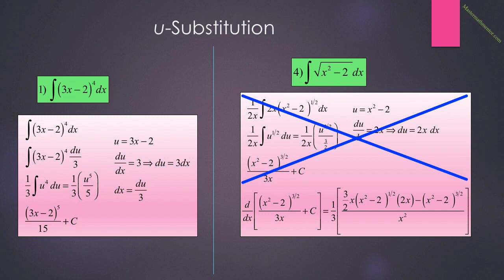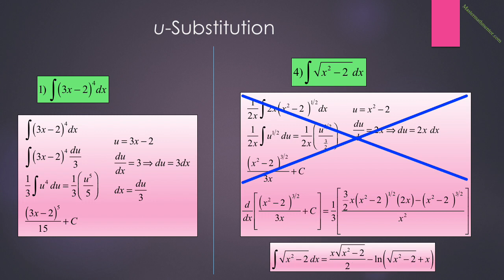We'd like to take the derivative of that. We end up getting 1/3, and by the quotient rule, we get 3/2 times x squared minus 2 to the 1/2 times 2x, minus x squared minus 2 to the 3/2 power, all over x squared. I don't have to do any more simplification to realize that this is not going to be the square root of x squared minus 2. So you may only work the inside and outside with constants, never variables.